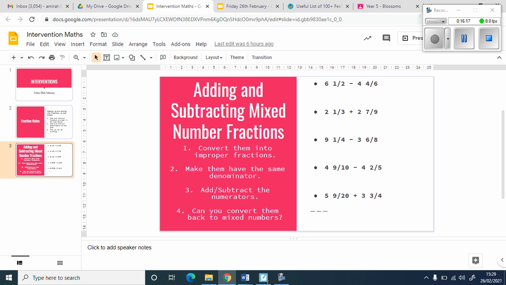Make your denominators the same. Had loads of practice at that, and then you look at your numerators, the numbers on the top, and you either take them away or add them, depending on what your question is asking you to do. Okay, hopefully you're all okay with that. Please have a go. It's really, really good practice for you. And hopefully then you should be all absolute experts at this by the end of the term.